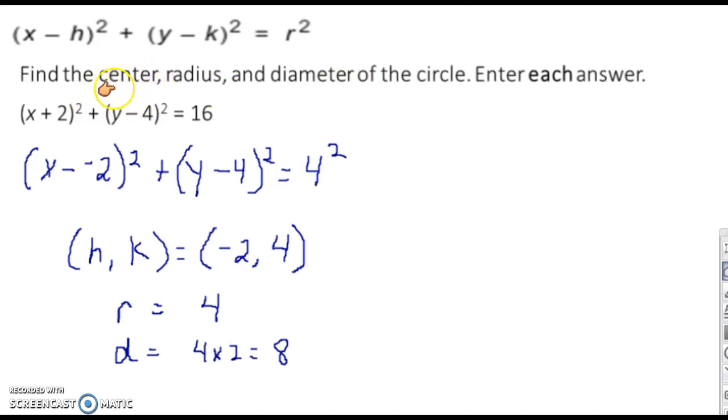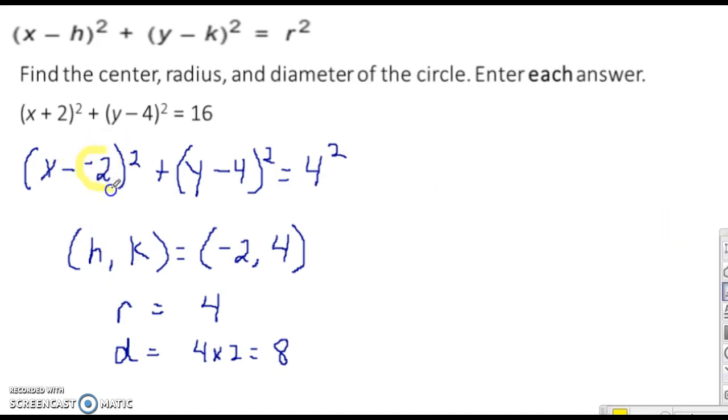All right, the next one, they give you an equation and want you to identify the center and the radius. So here is our standard form. Remember, if I want to write it in the standard form, I'm going to write x minus -2 squared plus y minus 4 squared, and then I'm going to take the square root of 16, which is 4 squared. So now it's easily identified.